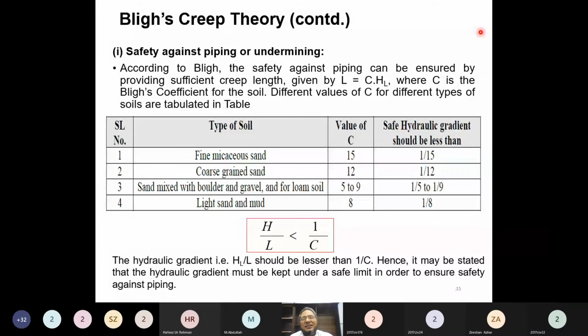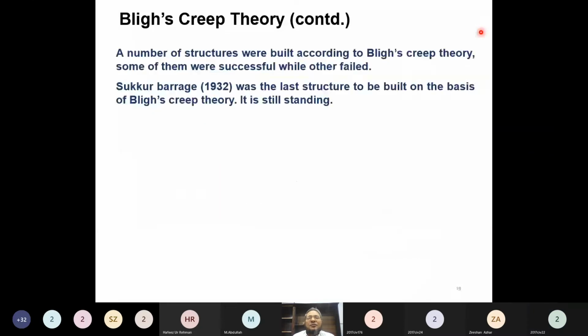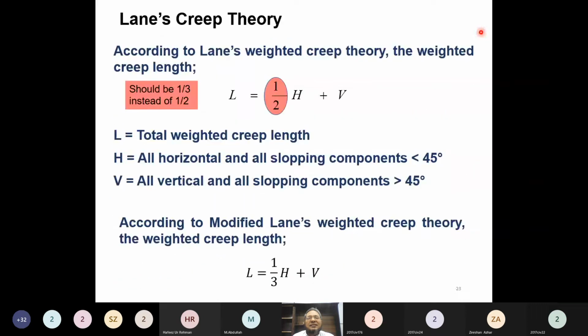Yes, actually this is the criteria given by Bligh. Now come to Lane. What does Lane say? Lane tells that the contribution in computing the creep length by the horizontal surfaces is not as much as taken by Bligh. Lane says the contribution by horizontal surfaces is very less. How much less? 1/3. So 1/3 of H plus V, all the vertical surfaces creep length, is equal to the total creep length. So it means by the Lane theory.